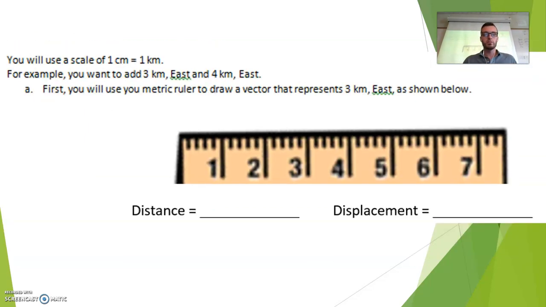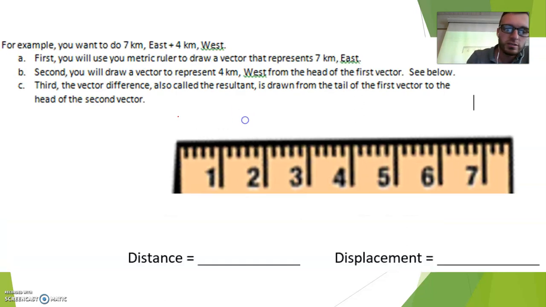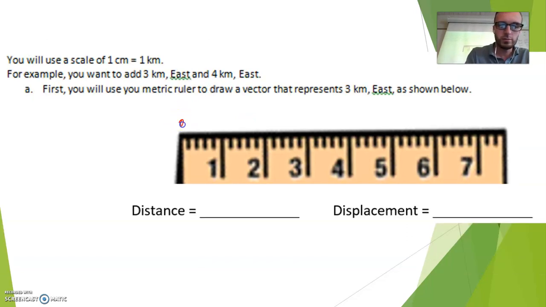Let's see how this might look if we were to draw some vectors. I just have a little ruler here on your notes to help you out. It says you want to add 3 kilometers east. So I'm going to draw a vector 3 kilometers east. I'm going to start there. I'm going to go 3 kilometers east. I'm going to draw my arrowhead. And you want to label your vectors so that you know what you're talking about. We're talking about meters, inches, kilometers. This is 3 kilometers east.